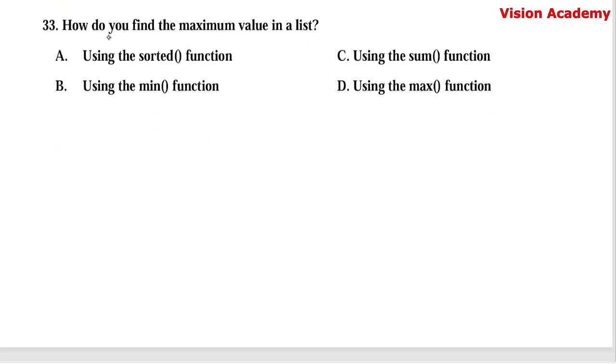Question number 33. How do you find the maximum value in a list? A, using the sorted function. B, using the min function. C, using the sum function. D, using the max function. Here option D, using the max function, is the right answer.